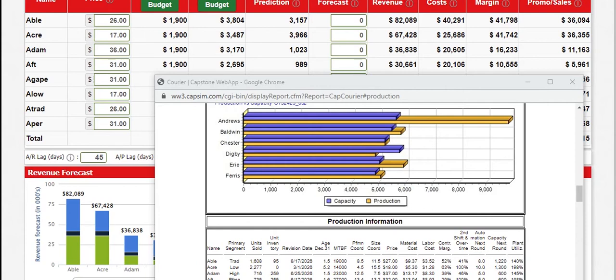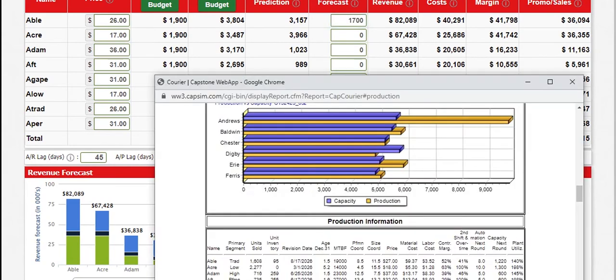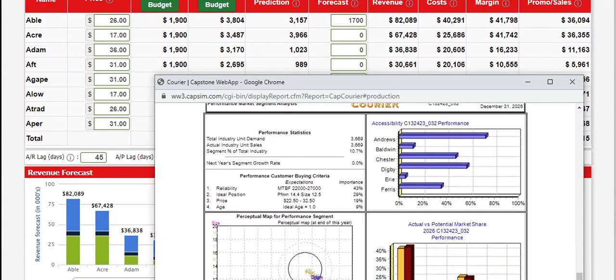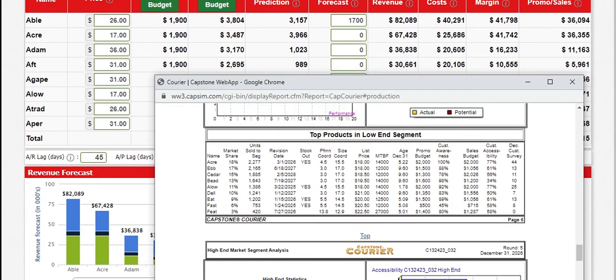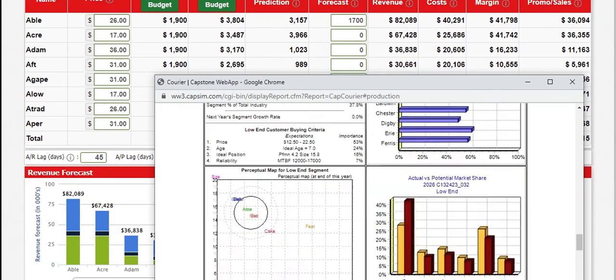So even if the market turned out to be very good, the best Able can actually get is 1,700. But we'll have some extra inventory just in case everything turns out better than we expected. So here we can have 1,700. For Eka, they actually sold out, so we need to check how much their market potential was, and see whether it was a realistic amount.